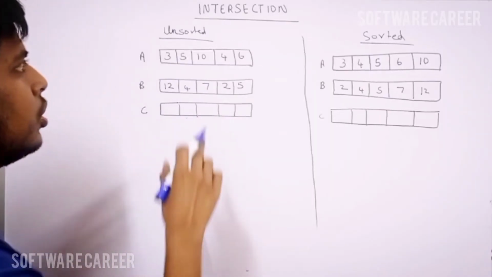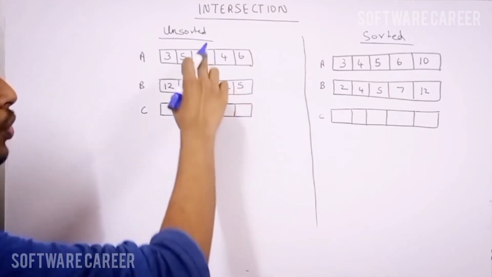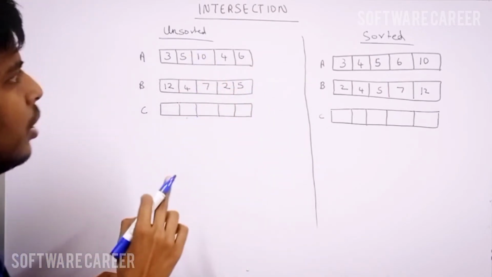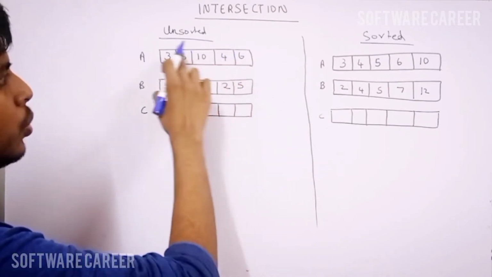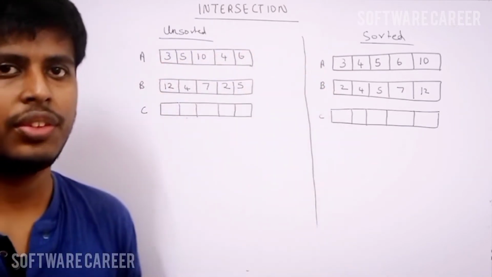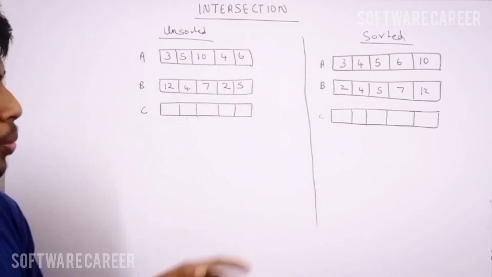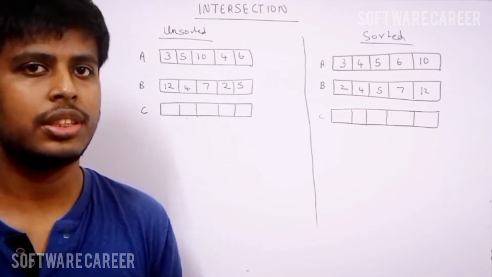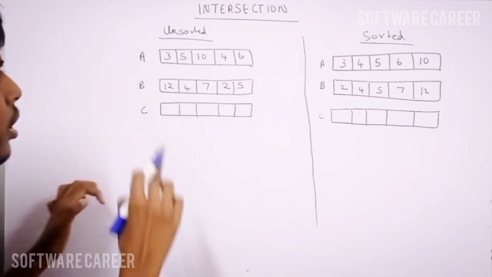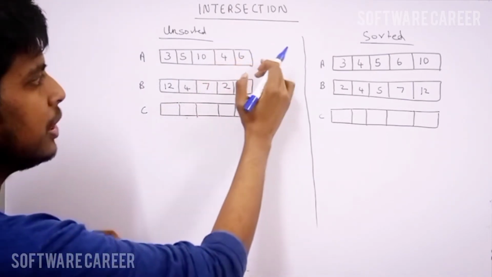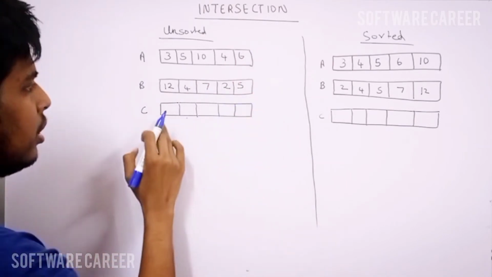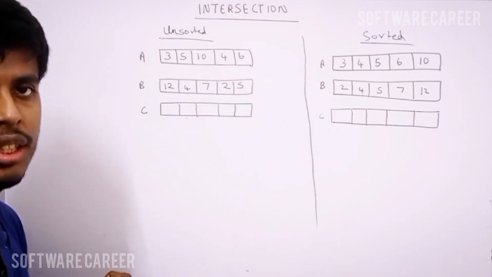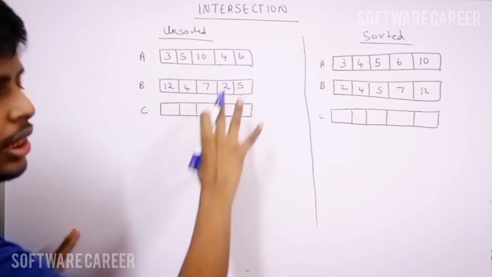Now I am going to teach you how to find the intersection operation of two arrays A and B. We have unsorted arrays and sorted arrays. Let's see how to find the intersection operation. Now what is the intersection operation? Intersection operation means you should find the common elements present in A and B and you should print them over the C array. This is what intersection means.